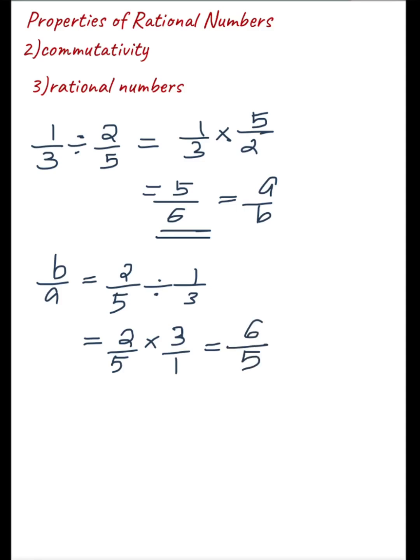So in the first case A by B was equal to 5 by 6 and B by A is equal to 6 by 5. That means A by B is not equal to B by A in this case. That means division is not commutative for rational numbers. So this is all about the commutative property for rational numbers. We have discussed addition, subtraction, multiplication and division. Now let's see what conclusions we are getting from this commutative property.